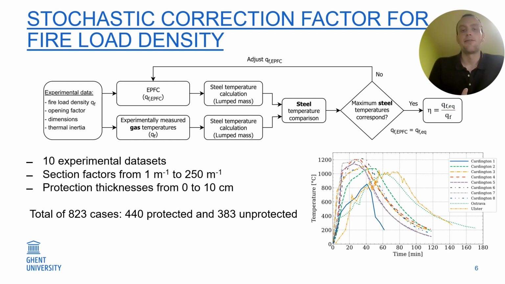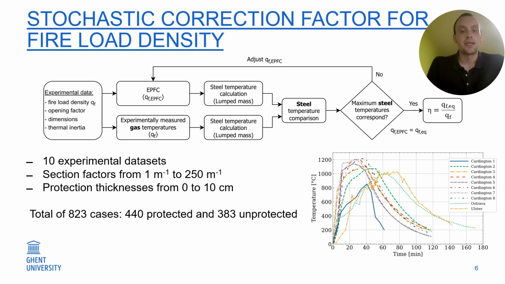Then we basically have two time temperature curves. We have the Eurocode parametric fire curve and the experimentally measured gas temperatures. We will then, for both of the curves, calculate the steel temperature, and we will compare the maximum steel temperature that we get from the calculations. In general, these will not be in agreement, which means that we will have to adjust the fire load density that we used in the Eurocode parametric fire curve approach, and we will keep on doing this until we get those maximum steel temperatures to be the same.